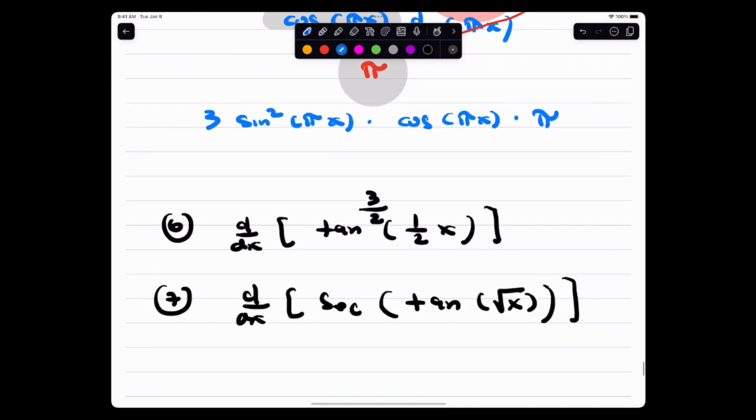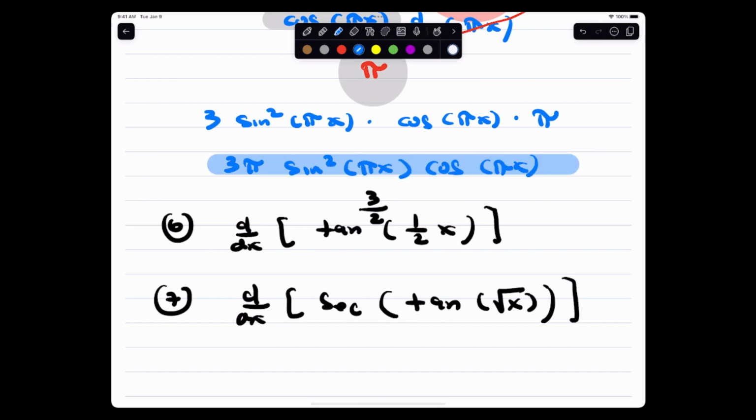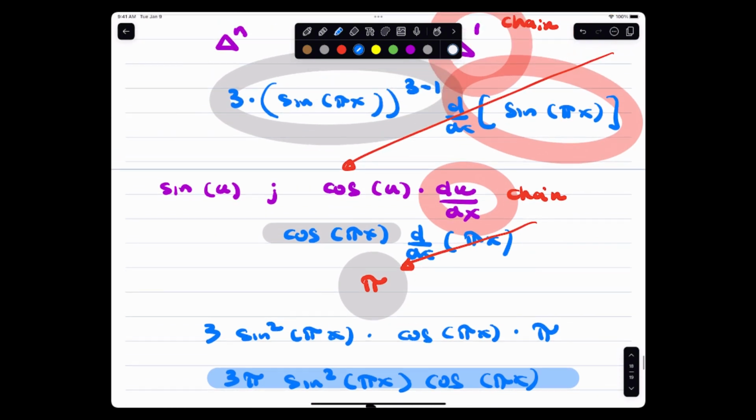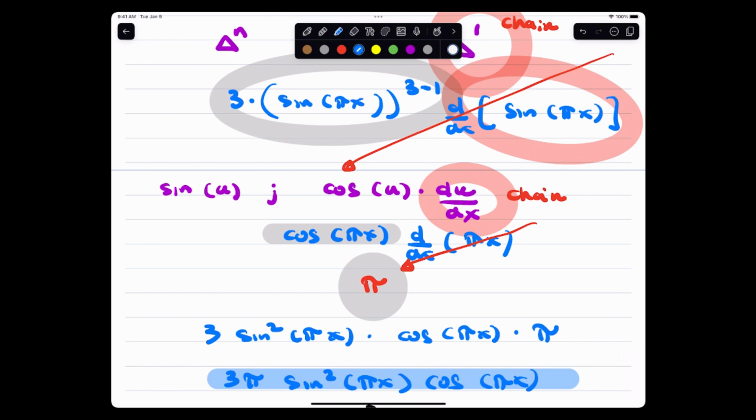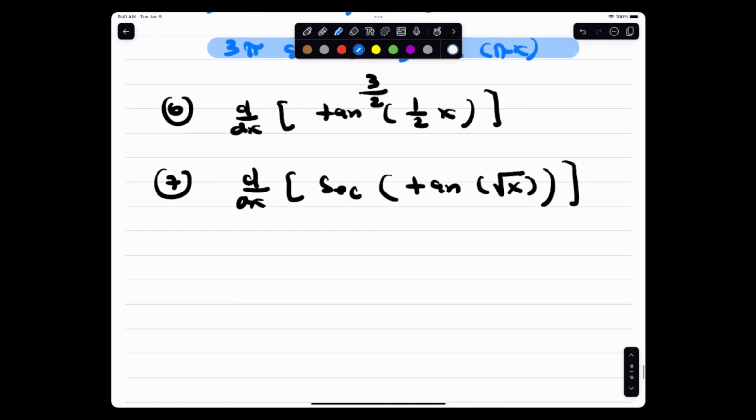So now you could put your constants together and say 3 pi sine squared pi x cosine pi x. There you go. So double check, ladies and gentlemen, if I have every detail here. But this is chain rule, again, even within chain rule. So notice I'm following all of what to do by just using my operator notation. Okay, you guys see that there? You see every detail? Operator notation. I can do that in my sleep now.